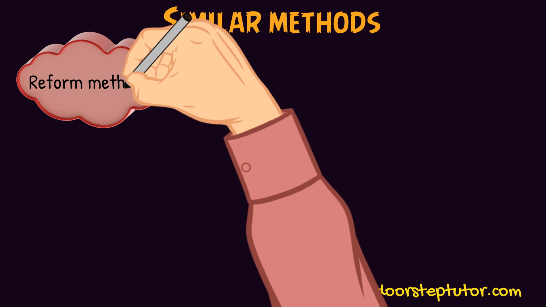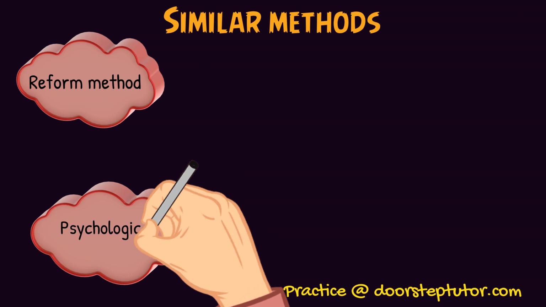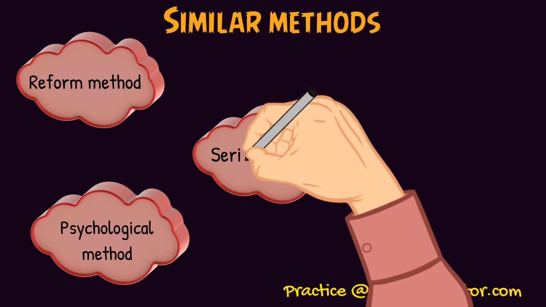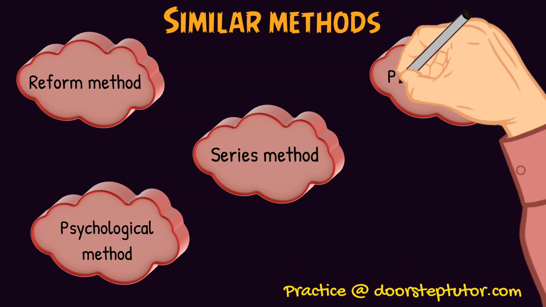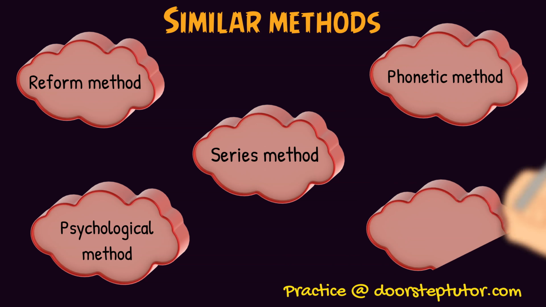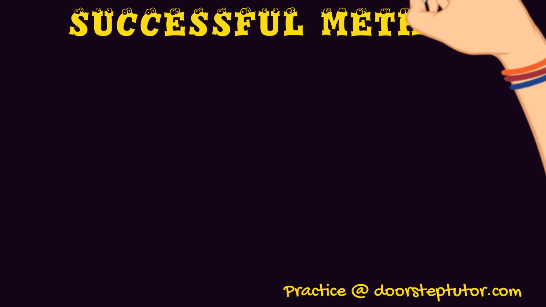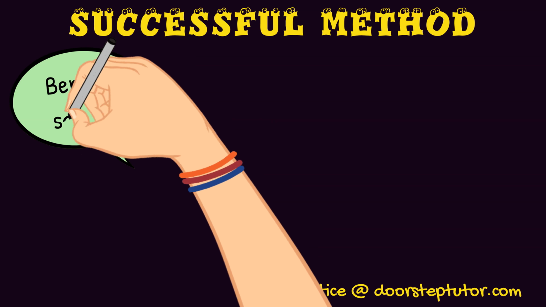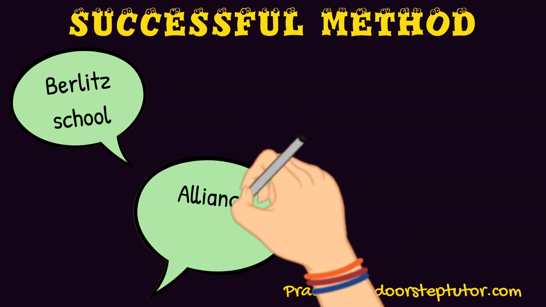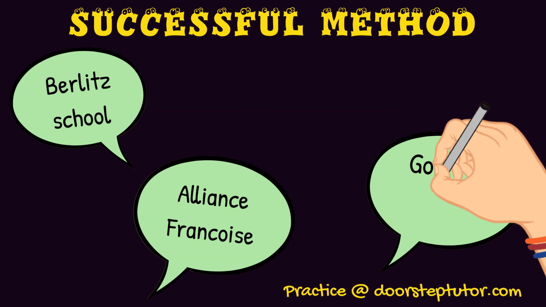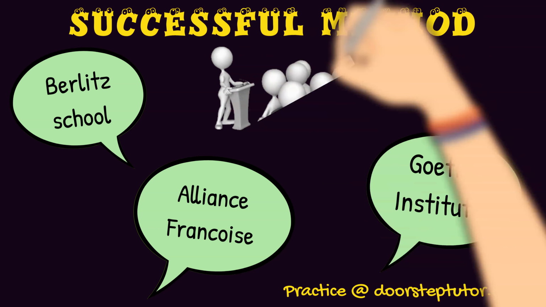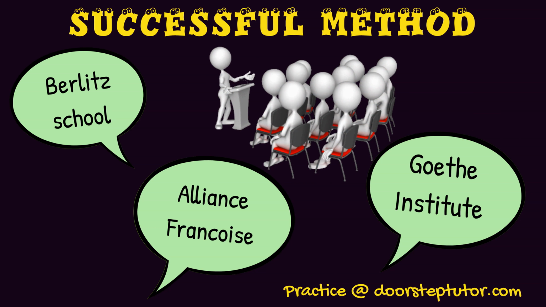Some of the methods which belong to this group are the reform method, psychological method, series method, phonetic method and the natural method. Many similarities can be found among these methods, though they were developed at different periods of time and in different parts of the world. The direct method was a successful method at the Berlin School in Europe for teaching English. Language institutes like Alliance Francaise and Goethe institutes used this method very successfully to teach German and French respectively.